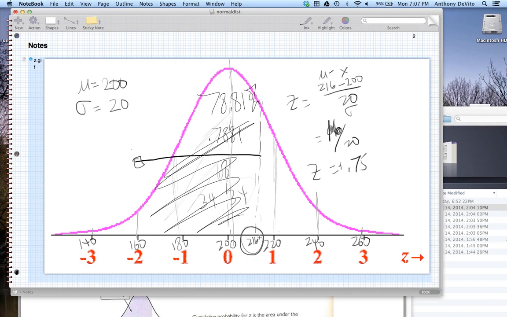If I asked you what percentage of the population was above 216, it would have been 100 minus 78.81, right? Or 1.0 minus 0.7881. And it would have been a little over 21%, 0.2119, approximately. Okay, so that's what we would be looking at. Pretty straightforward.